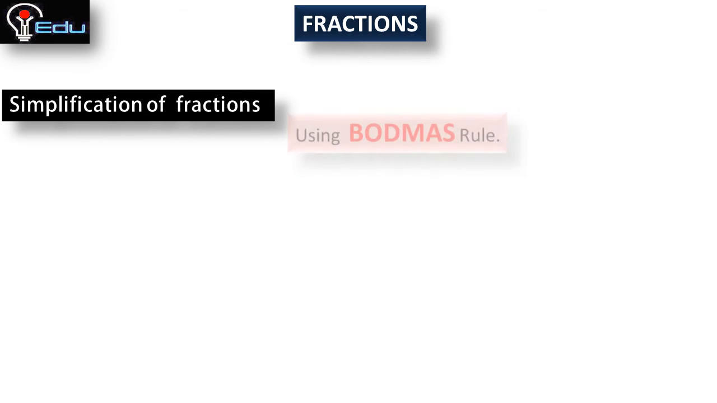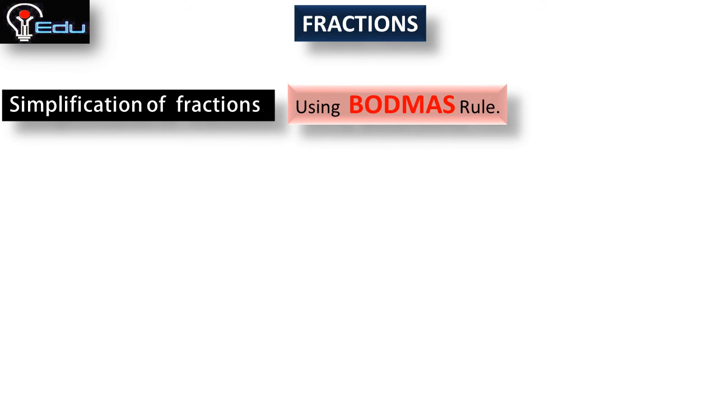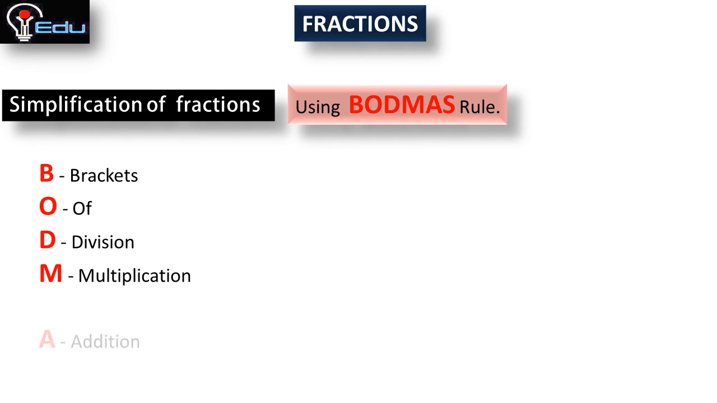Okay, and next is simplification of fractions using the BODMAS rule. The BODMAS rule means the simplification process requires a certain order of operations. What are those operations? First is B, which means brackets, then O means of, then D means the first operation is division, next is multiplication, the third operation is addition, and the fourth operation is subtraction.